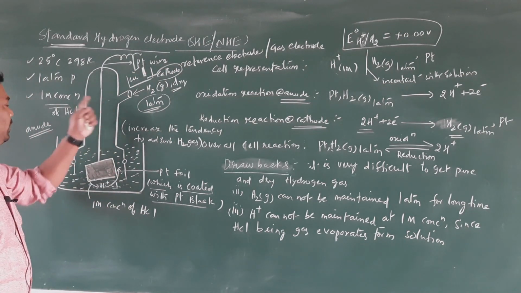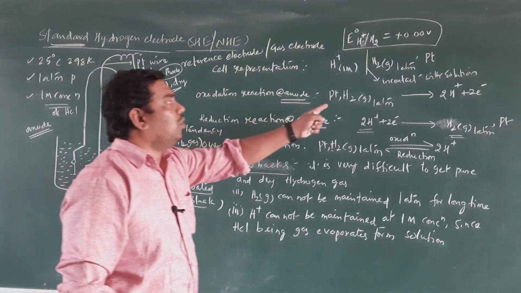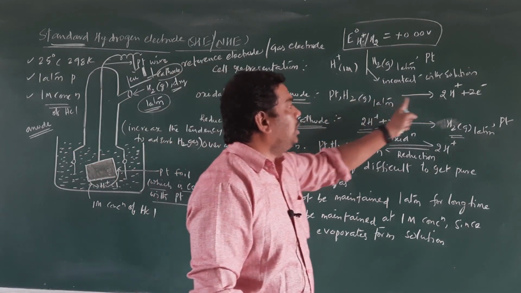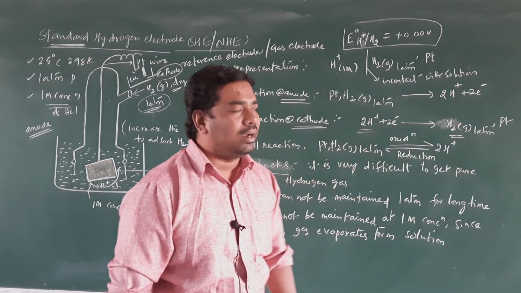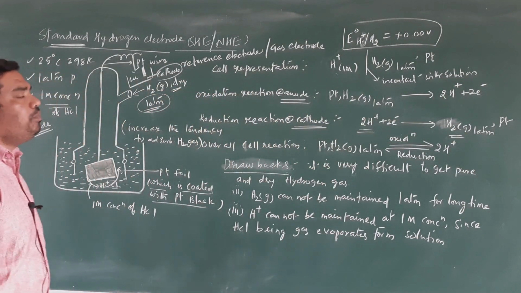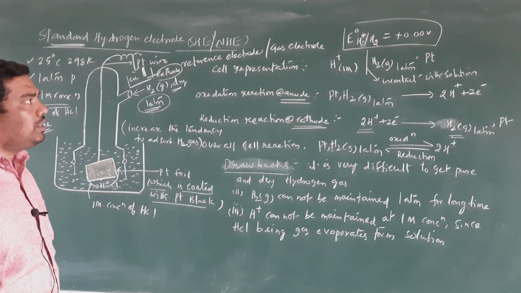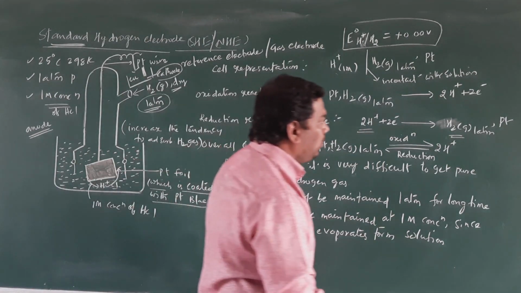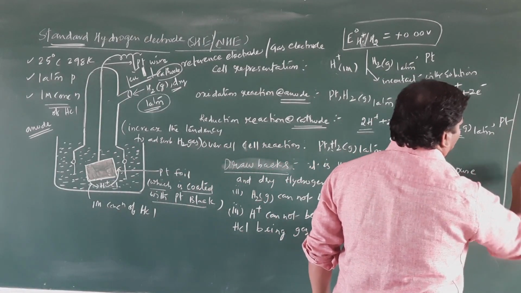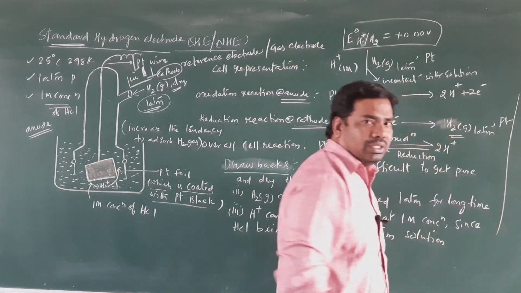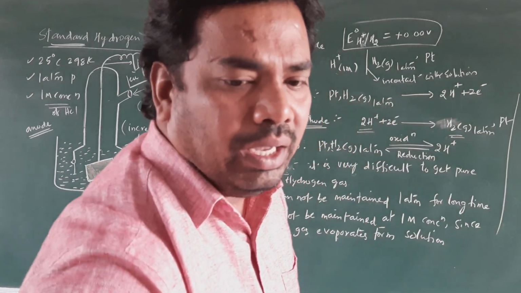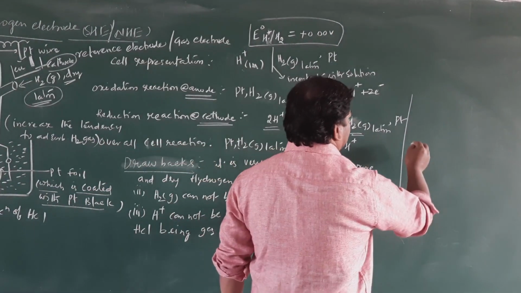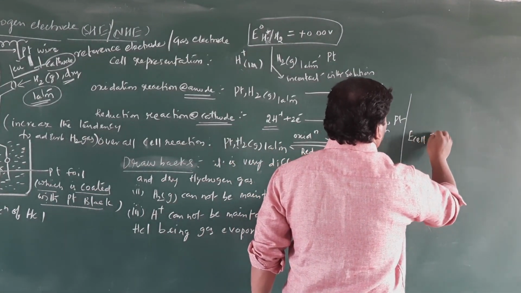Since it acts as an anode, oxidation takes place, that is Pt, H2 gives rise to 2H plus and 2 electrons. We know the reduction potential of hydrogen, so E cell is equal to E cathode minus E anode, student. So E cell is equal to E cathode minus E anode.